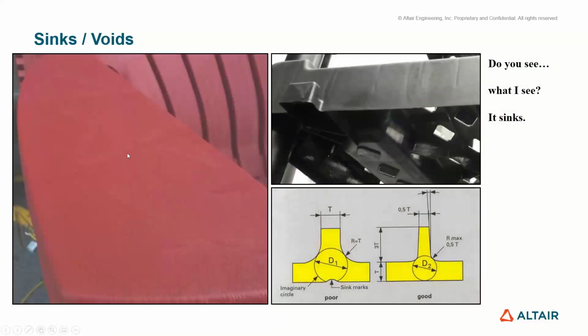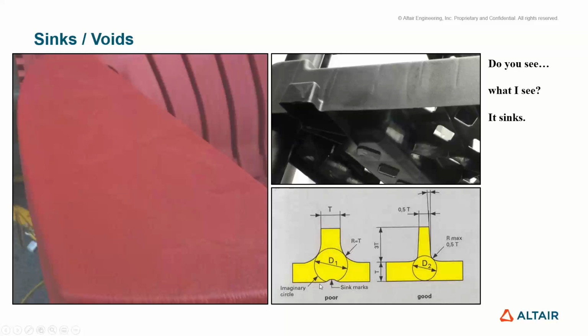Here I got sinks, right? This is nice soft material. I got sinks in here, and you can see where every single rib is because of the sinks that are in it. And sinks are driven by the intersection between the rib and the nominal wall. And the deal is, the thicker your rib, the bigger the inscribed circle, therefore the deeper the sink.